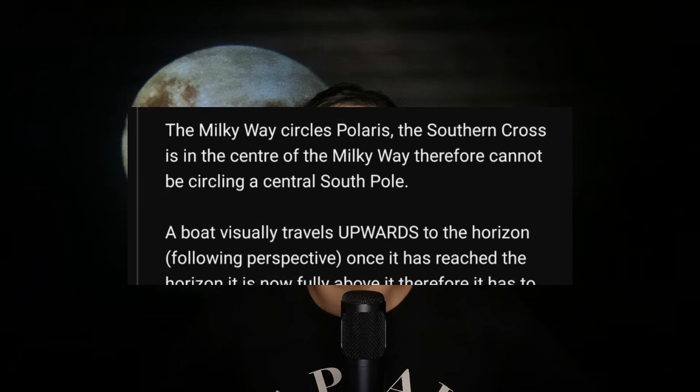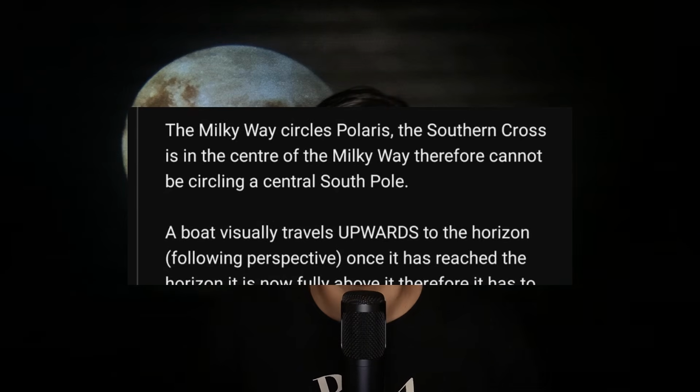Next, the Milky Way circles Polaris. The Southern Cross is in the center of the Milky Way, therefore cannot be circling a central south pole. The Milky Way does not circle Polaris. What you're seeing is Earth rotating, causing stars to appear to rotate around the celestial poles. In the north, around Polaris. In the south, around the south celestial pole.